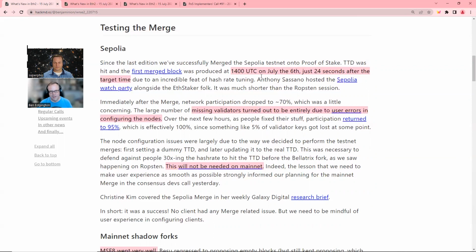Which is enough to finalize, but we're missing a quarter of the blocks on the network, which is not great. Still making progress, but not running at full capacity. And it turned out that the entire 25% of missing validators was due to user error in configuring them by client teams and other professionals, by and large, which is embarrassing, right?